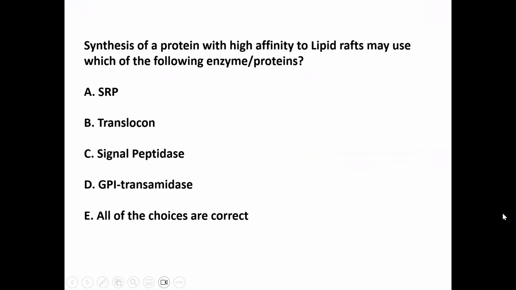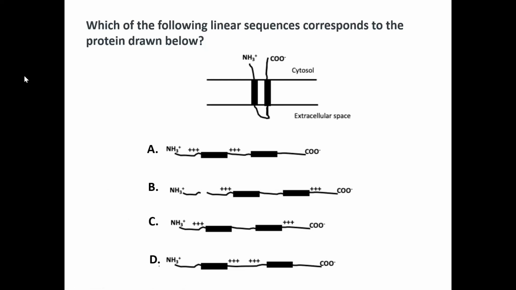So let's take a look at this essentially. So we got this. How do you do that? Just draw that and make sure that your plus ends you put on the cytosolic side. That's what I wanted to say.